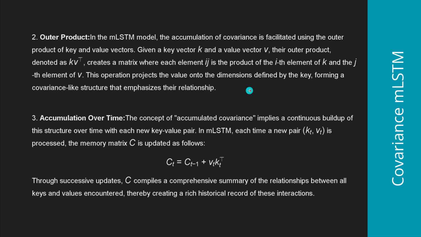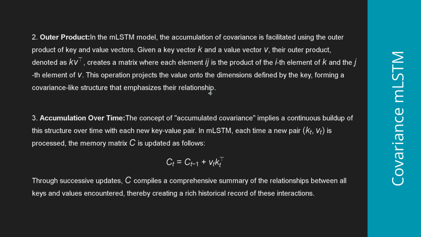Now comes an important point. In our new matrix model, the accumulation of the covariance is facilitated using a mathematical operation between the key and values, and the authors decided to go with the outer product. And this is a clever idea that has implications. Now, given a key vector k and a value vector v, the outer product, denoted as k v transpose, creates a matrix where each element ij is the product of the ith element of k and the jth element of v, and this operation projects the value into the dimension defined by the key, forming a covariance-like structure that emphasizes the relationship.